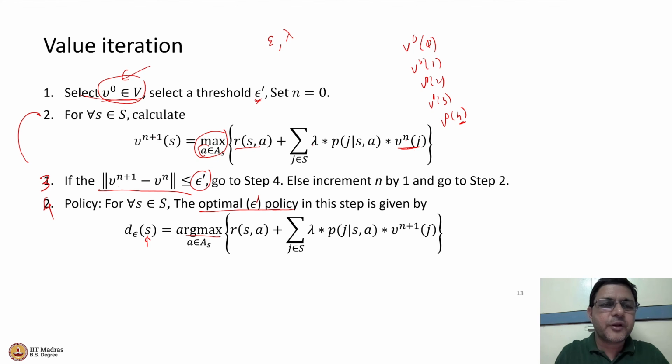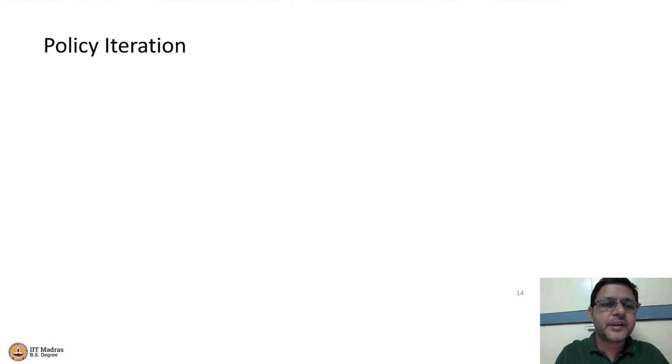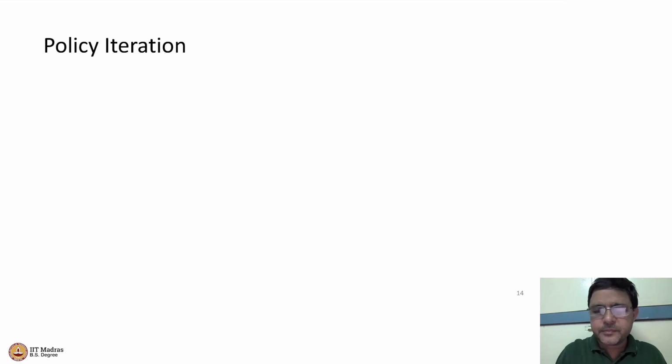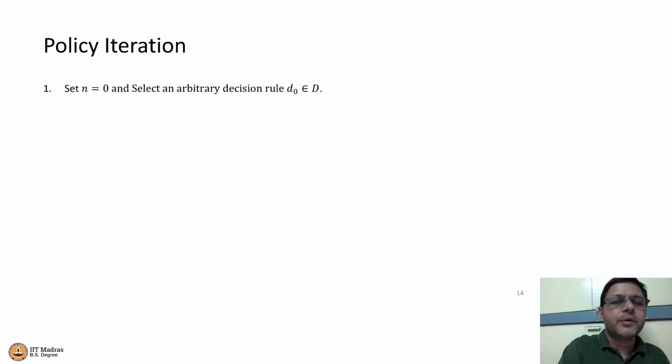Let us go quickly to policy iteration. Right, policy iteration. In the value iteration we assumed values of V0. In policy iteration, we start by assuming a particular policy. Right, select a policy at random. Select some policy. N equal to 0. Select an arbitrary decision rule, some arbitrary decision rule D0, from the set of all the admissible decision rules.